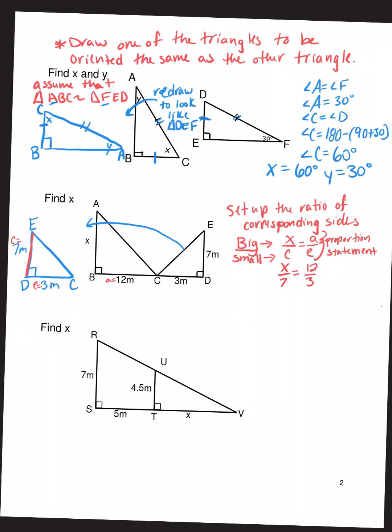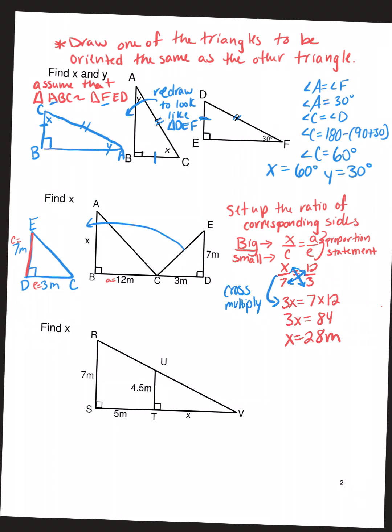Okay, so to solve this, we are now going to cross multiply. Go from here to here. We're going to multiply the numerator and denominator together and multiply the numerator and denominator together. So we'll have 3 times x on one side, and we'll have 7 times 12 on the other side of our equal sign. So that equals 84. You can say x equals 28, and we're going to put meters because you should always include the units if they're given to you.